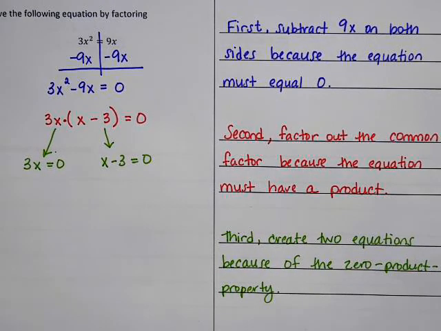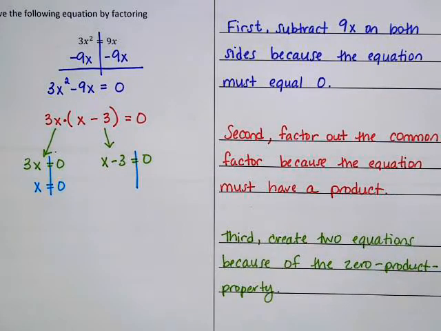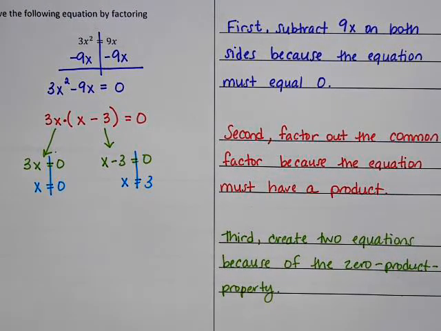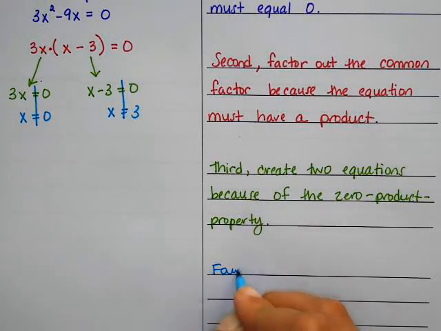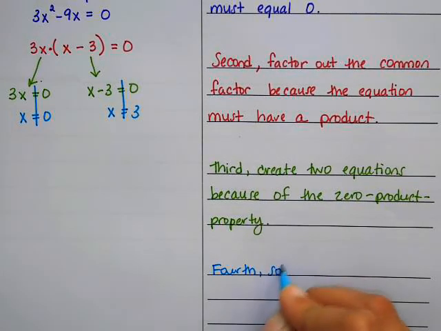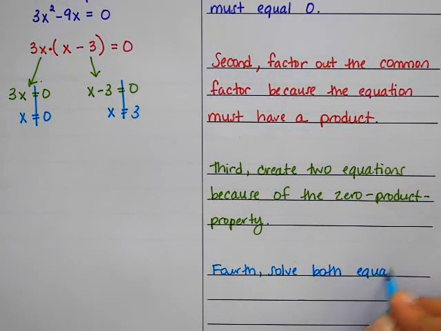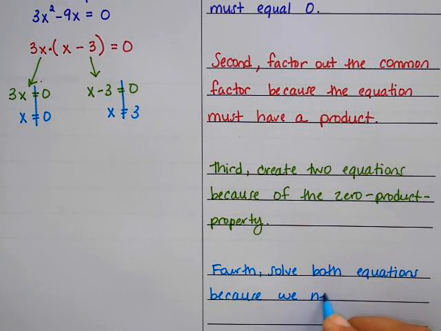Now the next step here would be to solve. So when we divide by 3 on both sides, we would get x equals 0. And when we add 3 on both sides, we would get x equals 3. So we would say for our reasoning, fourth, solve both equations, and we would say because we need the solutions.